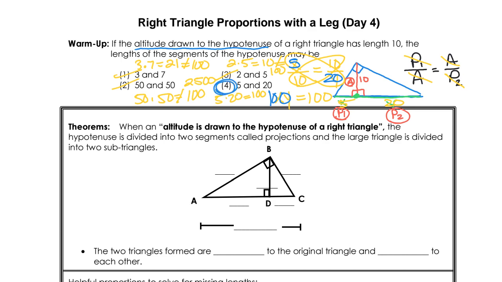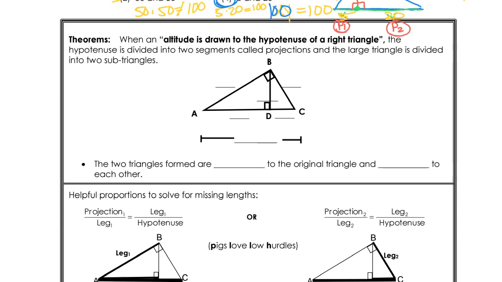All right, let's take a look going down, just a little bit of a review. It says when an altitude is drawn to the hypotenuse of the right triangle, the hypotenuse is divided into two segments called projections, and the large triangle is divided into two subtriangles. And we know that all three right triangles in this picture are similar to the original and similar to each other.